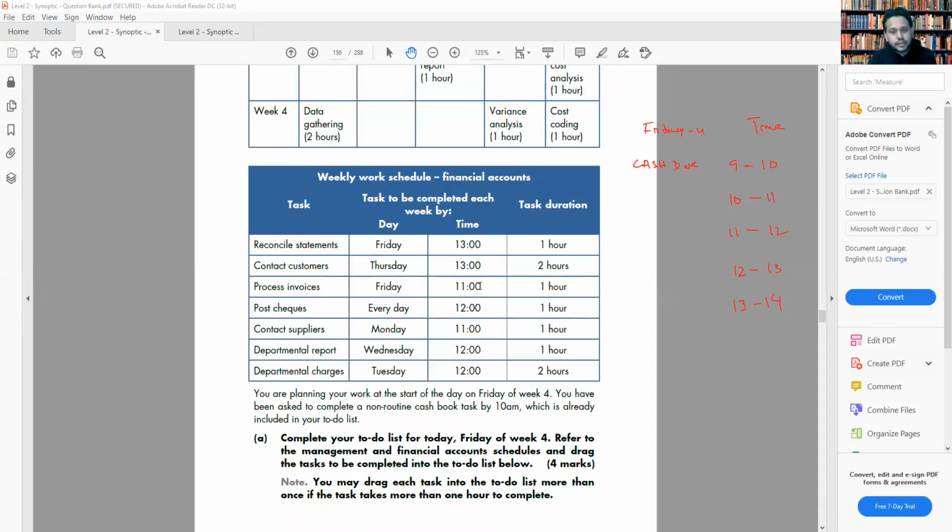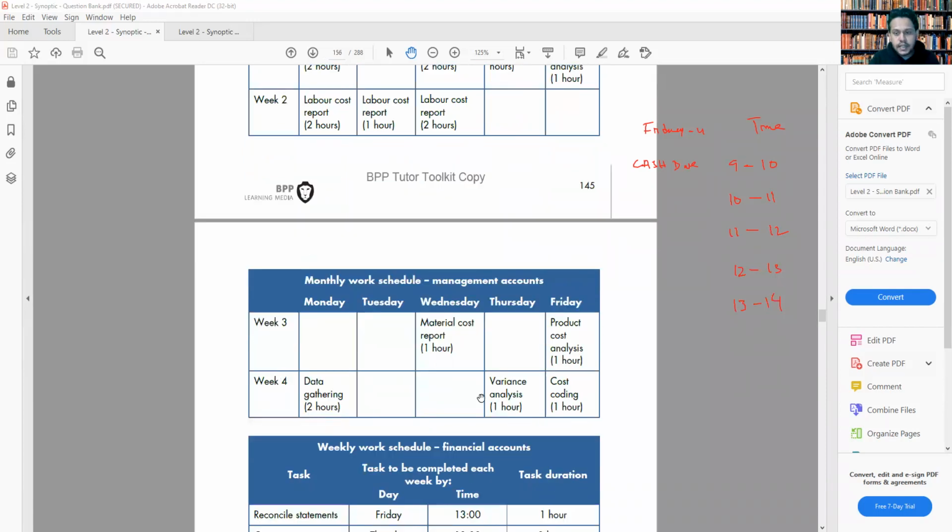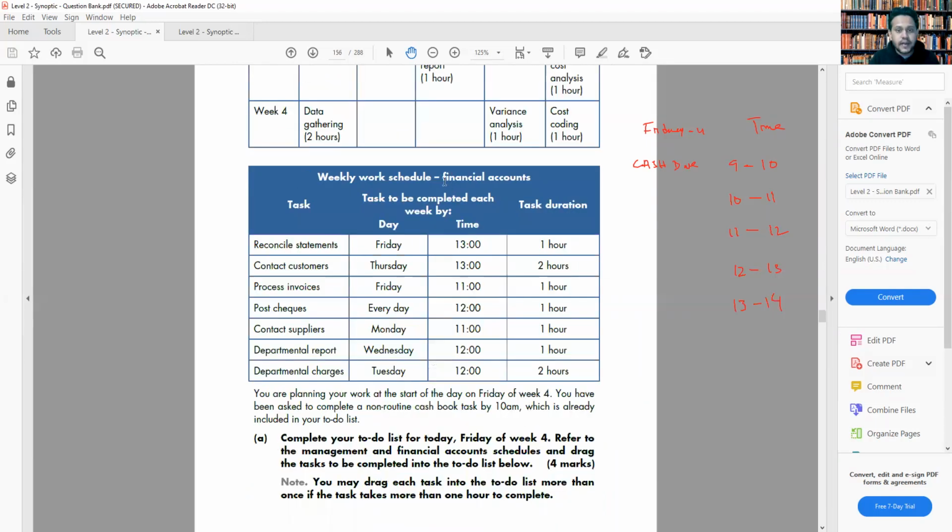So I have both things, management and the financial. On the management, I can see week number 4 and Friday, I do only cost coding 1 hour. This is the only thing I do for the management side. And for the financial side, I can see I do a lot of things on Friday. So let's have a look what we do on Friday from the financial side. So let's start with the first one. The first one we can see 9 to 10 is done already. They said it's non-routine work. That's for the cash book. The next thing we're going to see what we do from 10 to 11.